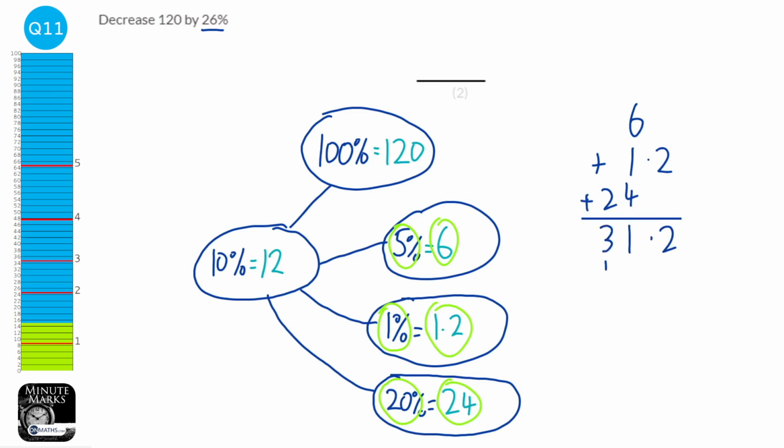Now, it says to decrease it by 26%. So 26% is 31.2. So we need to subtract that. So we're going to do 120, take away 31.2.